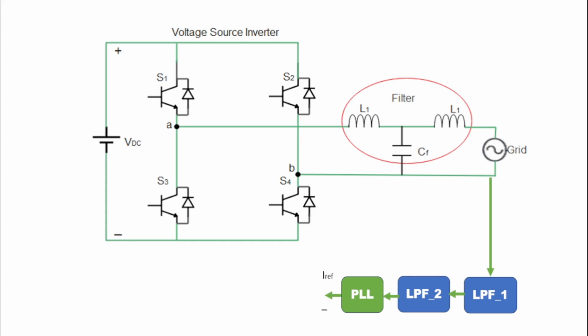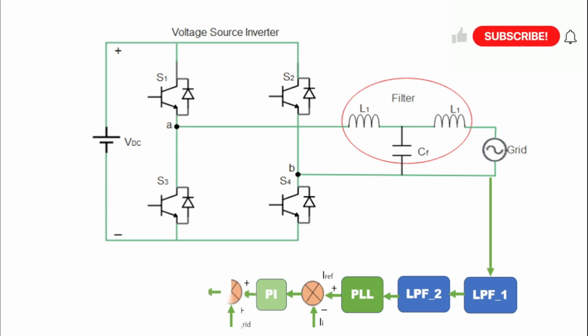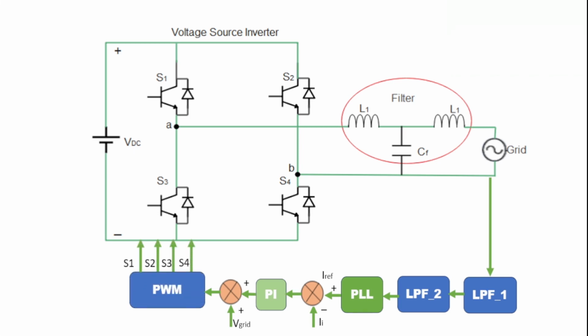The reference current is compared to the measured current, and the error that is obtained is applied to the PI controller. The output of the PI controller is compared to the measured grid voltage, and the output is applied to the pulse width modulator for the generation of the inverter switching pulses S1, S2, S3, and S4.